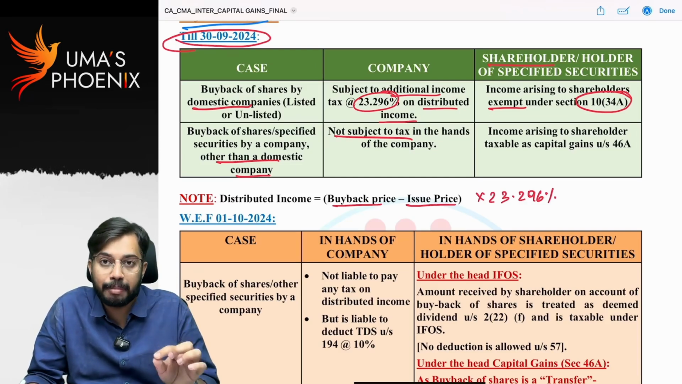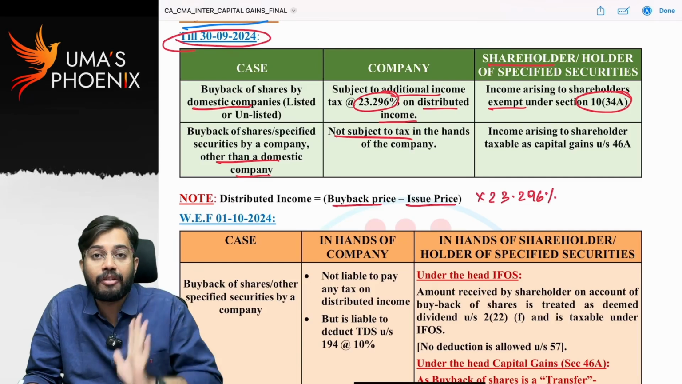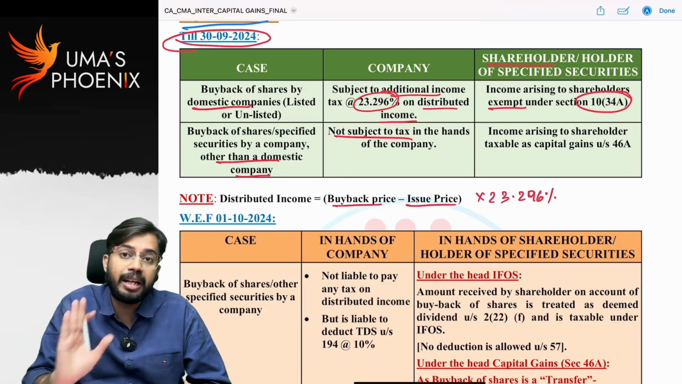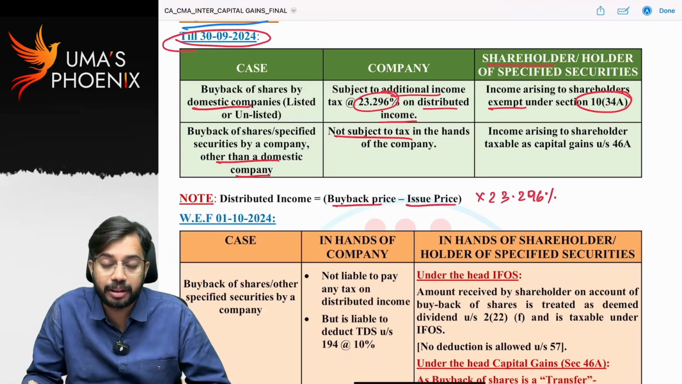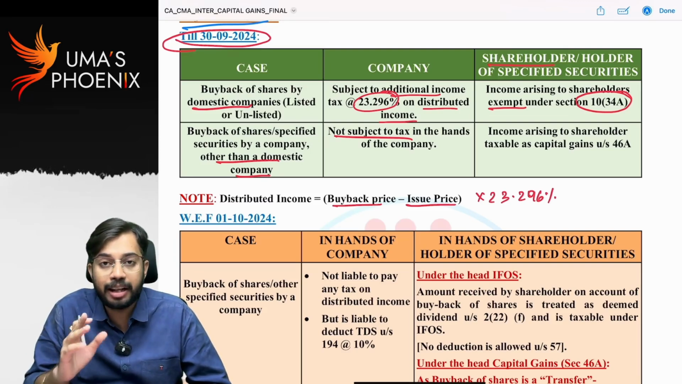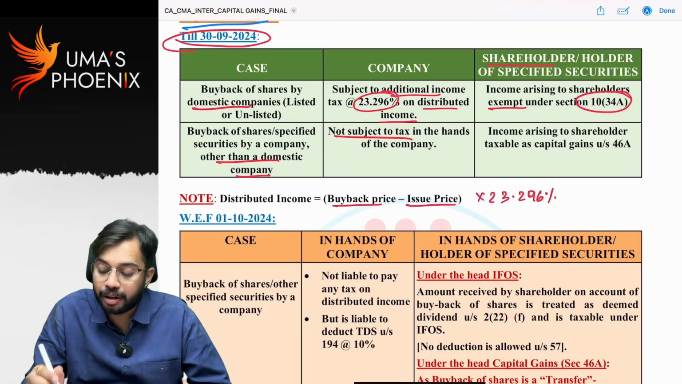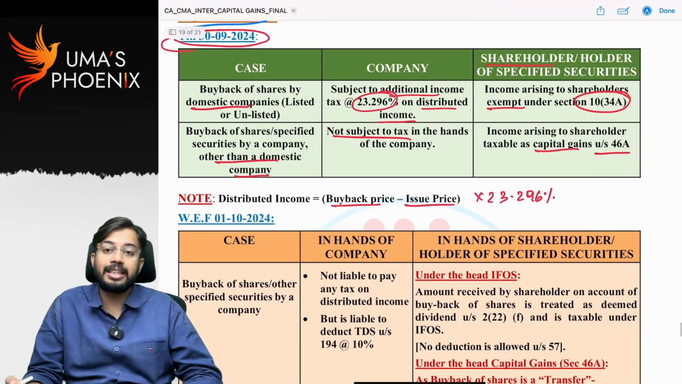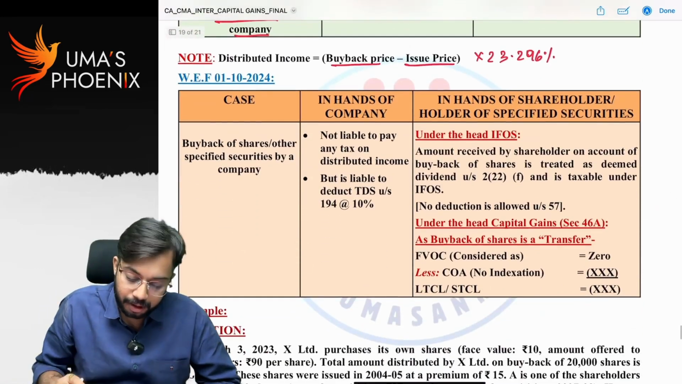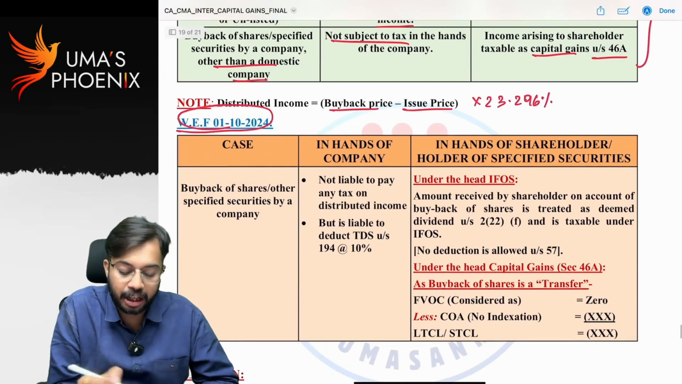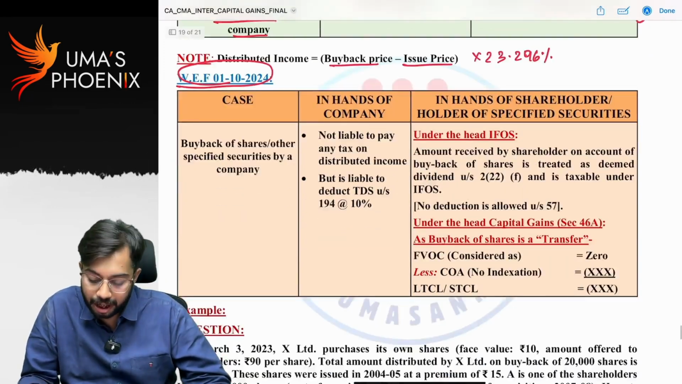If domestic company has done buyback, domestic company is required to pay tax at the rate of 23.296% on distributed income. In the hands of shareholders, it is not taxable, it is exempt because the company is paying tax at the rate of 23.296%. If buyback is done by foreign company, in the hands of foreign company there is no tax. In the hands of shareholders, shareholders are required to calculate capital gains under section 46A. Is it clear? With regard to this, let us do one problem. Then I will explain what is the tax treatment with effect from 1st October 24. Okay, shall we do the problem?